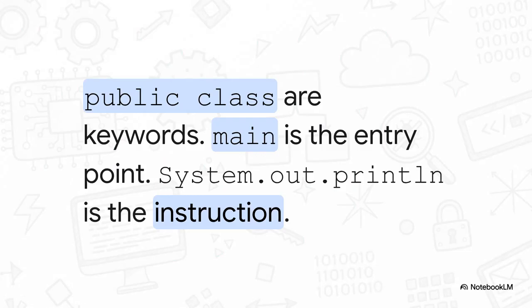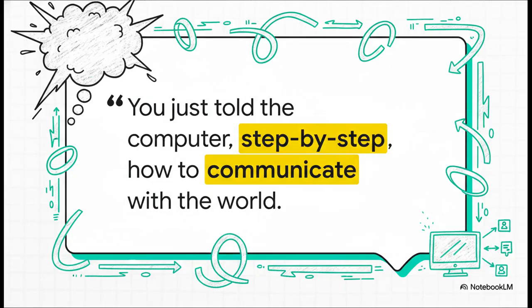So, let's look at this one last time. It's not so intimidating now, is it? You can actually see the pieces. You see the keywords, public and class. You recognize the main method as the program's front door. And you see that one single instruction, ending in a semicolon, that tells the system to print Hello World out to the screen.